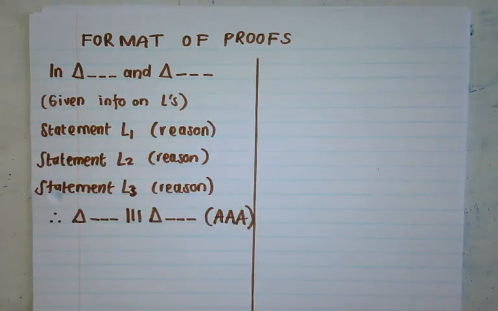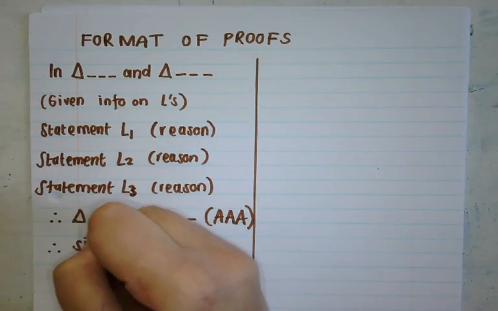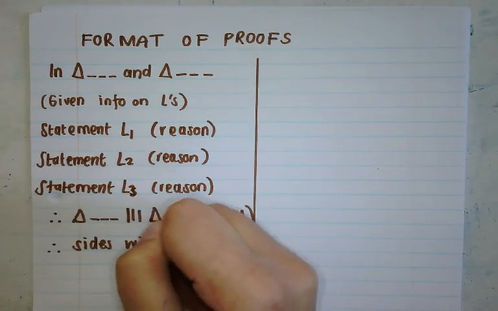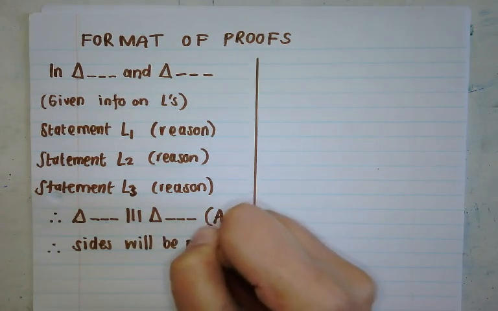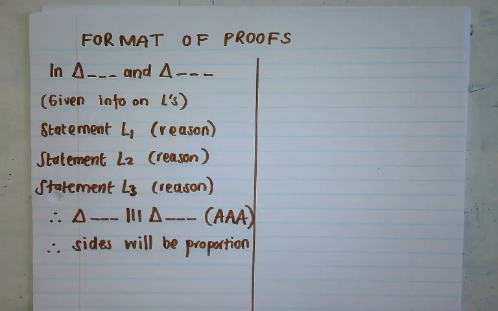angle, angle. Once I know that they are similar because of their angles, I can also infer that their sides will be in proportion. So that is the inference that I have made because I've already proven similarity.